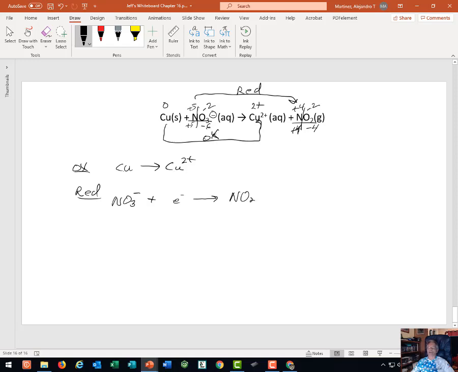Finally, we're going to balance the charge by adding the number of electrons to get the charge to be the same on both sides. This is a 0 oxidation state. This is 2+, so we add 2 electrons. Okay, so we've balanced mass, we've balanced charge. We didn't have to worry about oxygen. We didn't have to worry about adding hydrogen. So this oxidation half is done.